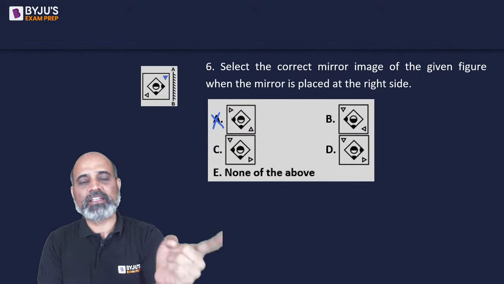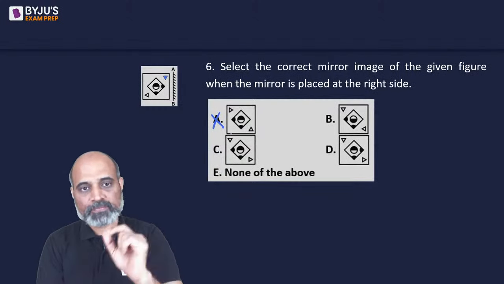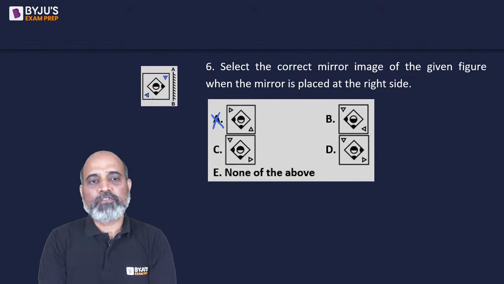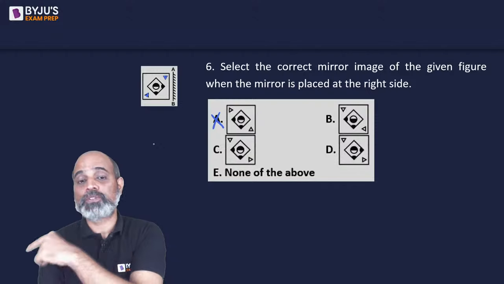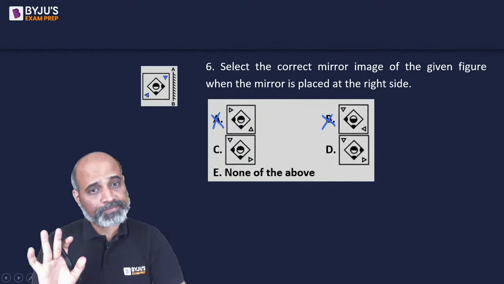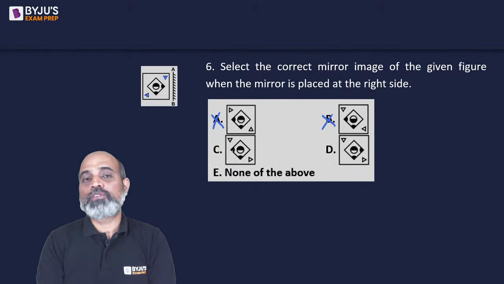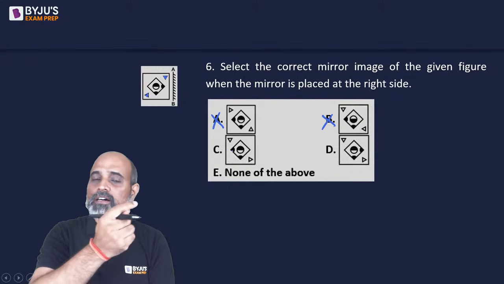Because the triangle is not the one which should be mirror. So the mirror image should be the same triangle. Okay. Now let's look at the second triangle, which is here. If you have a triangle which is facing towards west, the mirror image triangle should be facing towards the east. So B will not make sense.